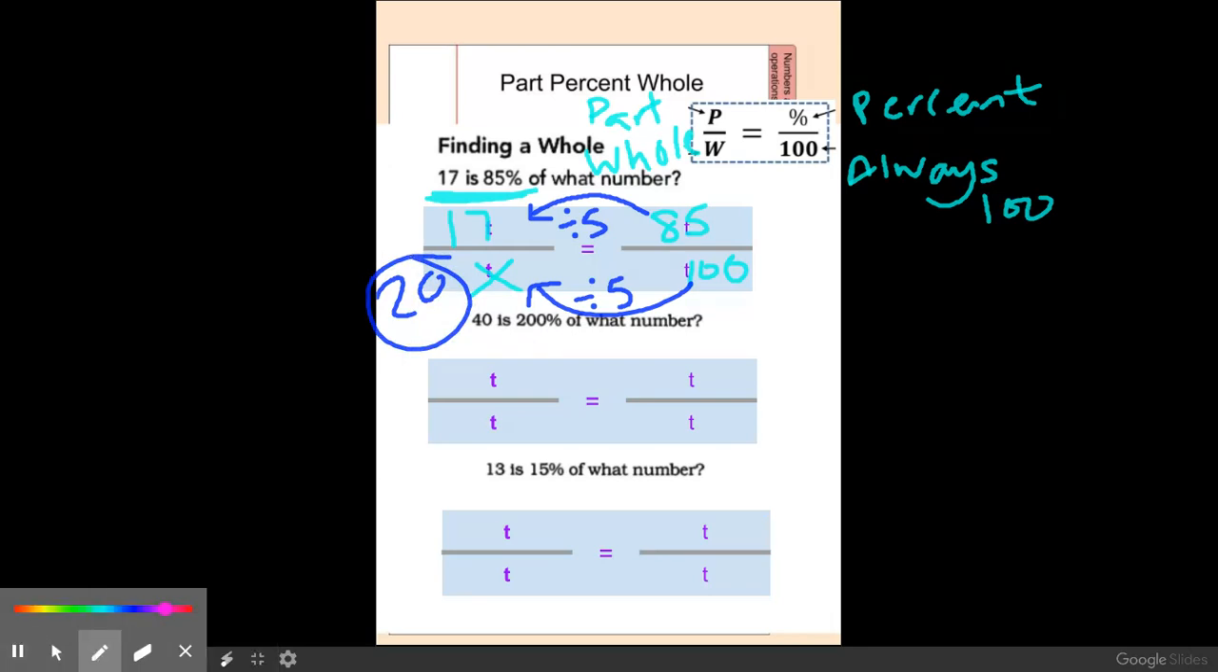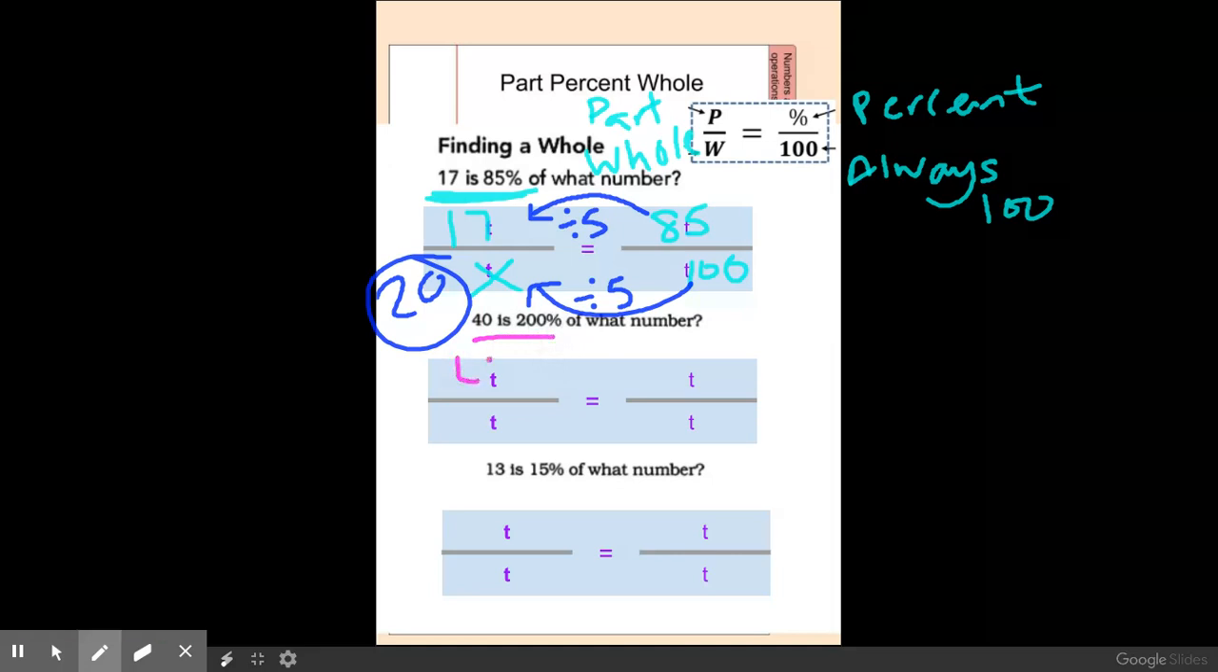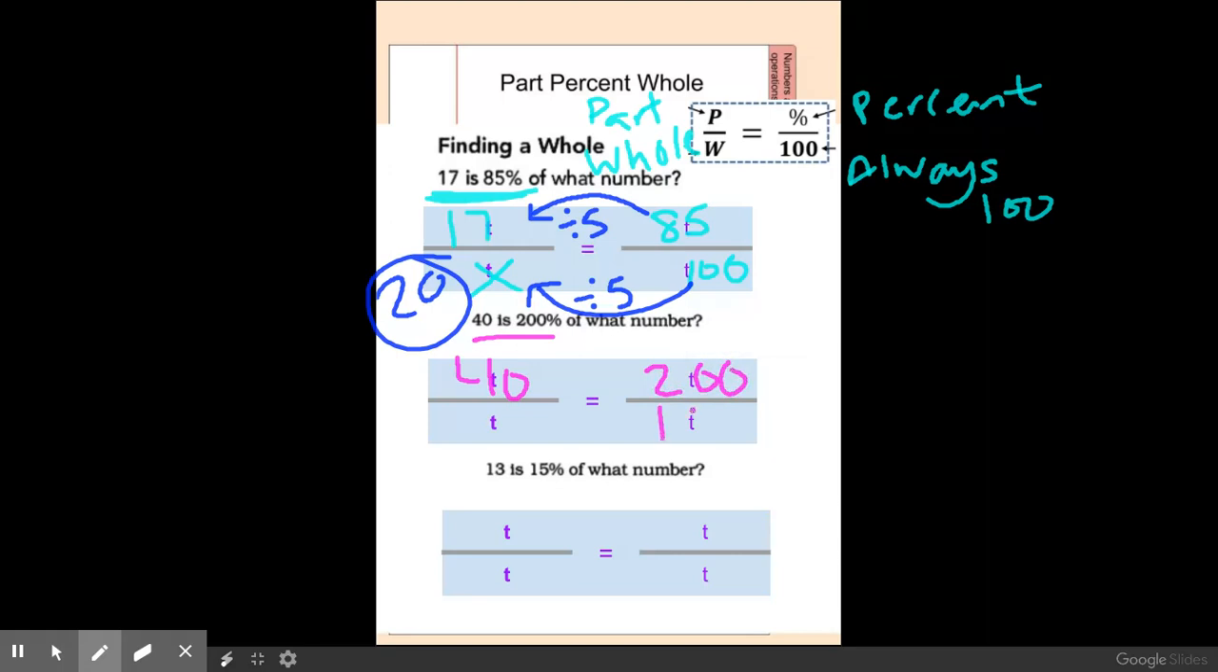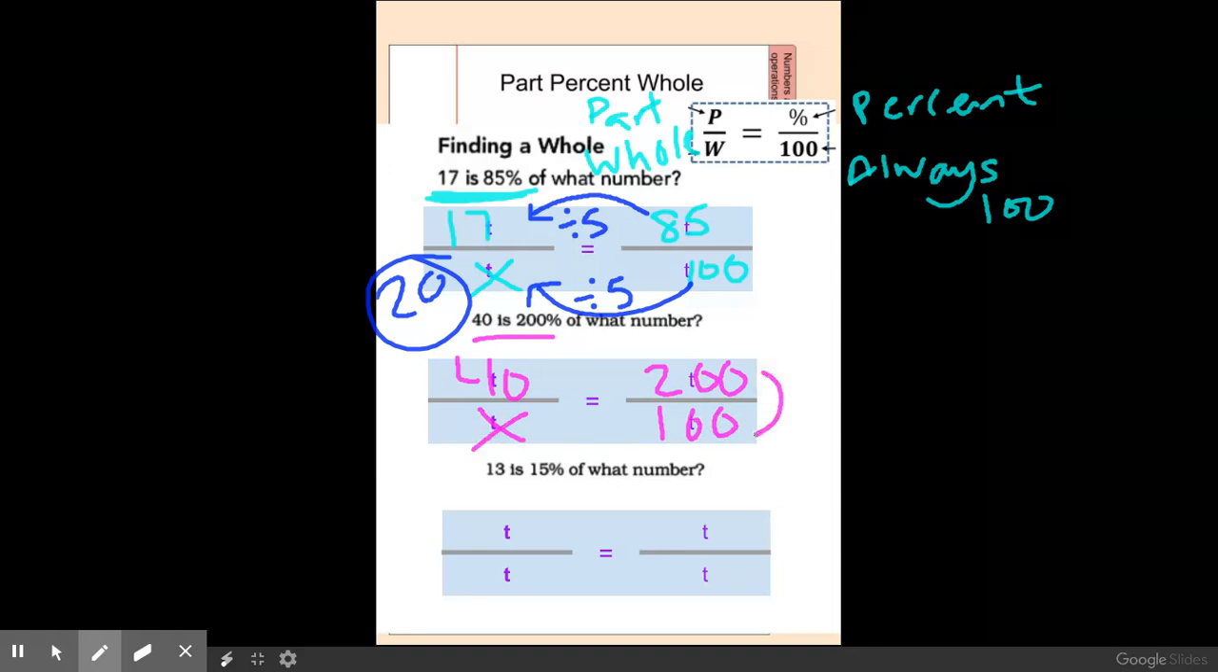All right, in the next one, it says 40 is 200% of what number? So 40 is 200%, and percent's always over 100, and we don't know what number. So this time we can go on the side. So to get from 200 to 100, you're going to divide by 2. So we're going to do 40 divided by 2, which is 20. So our answer is 20.